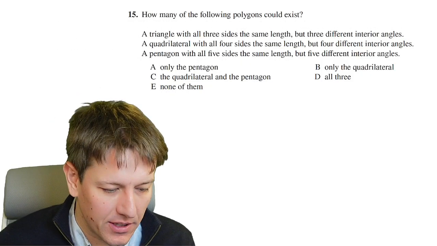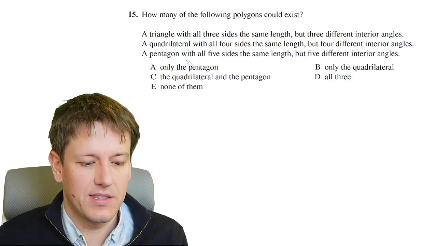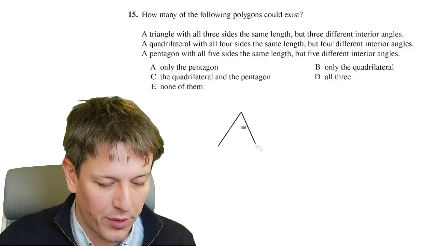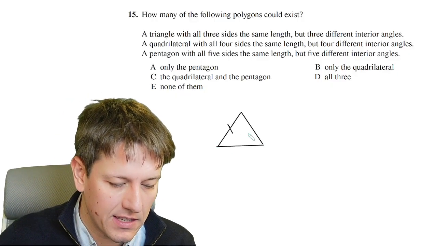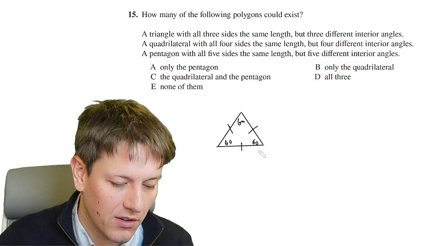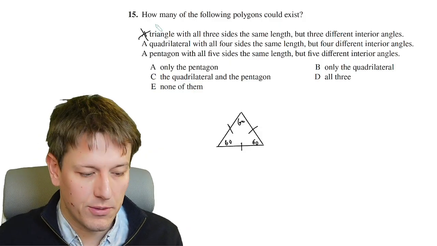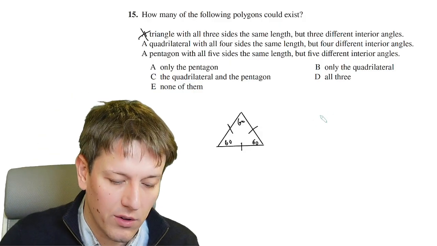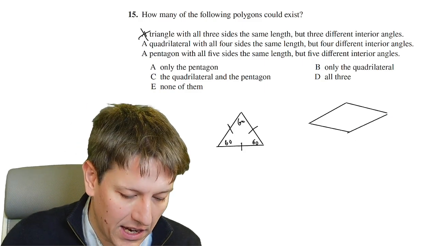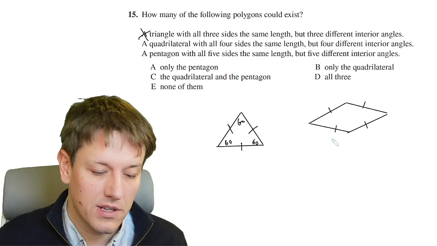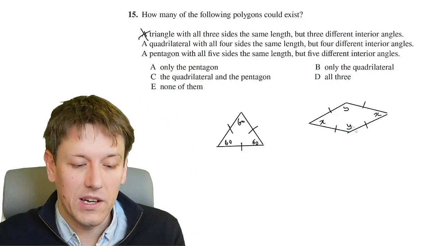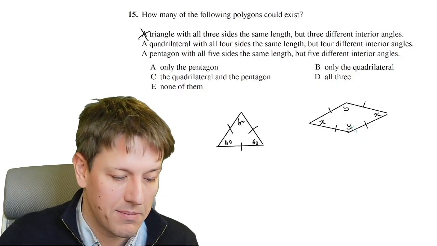Which of these are possible polygons? So a triangle with all 3 sides the same length but 3 different interior angles. Well, if you've got a triangle where all 3 sides are the same length, then it is necessarily an equilateral triangle. And we know that in equilateral triangles, all of the angles are 60 degrees, so certainly that is not possible. Similarly, if you have a quadrilateral with all 4 sides the same length, it might not necessarily be a square, but it will at least have to be a rhombus, and in a rhombus the opposite angles are going to be equal, so we can't have all 4 of the angles being different.